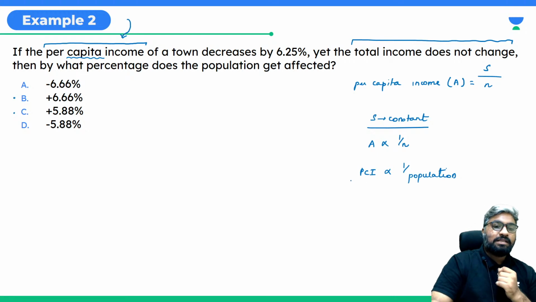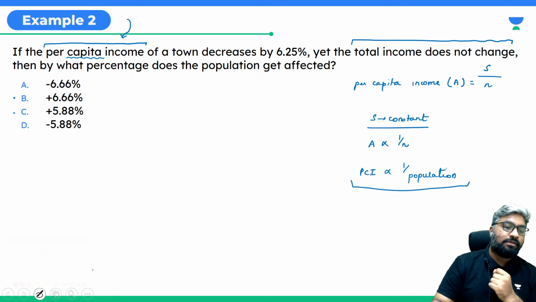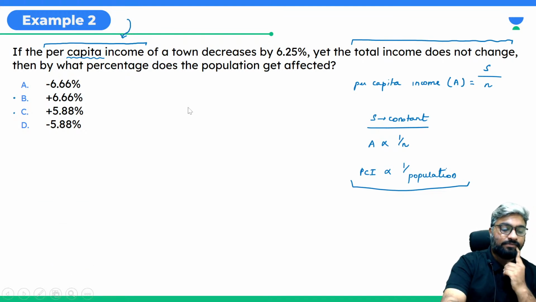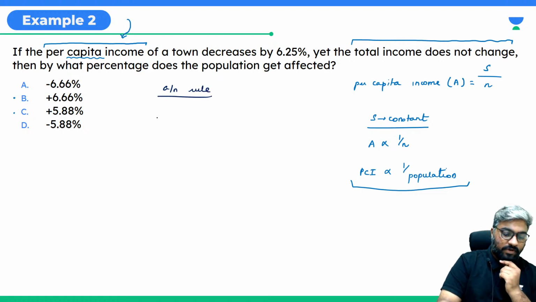So in such case, what do we use? क्या रूल यूज करते हैं अपन यहाँ पे? When there are two terms that are inversely proportional. Anybody? क्या रूल यूज करते हैं अपन यहाँ पे? Anyone? A by N rule, correct? Very good, correct Shruti, super.